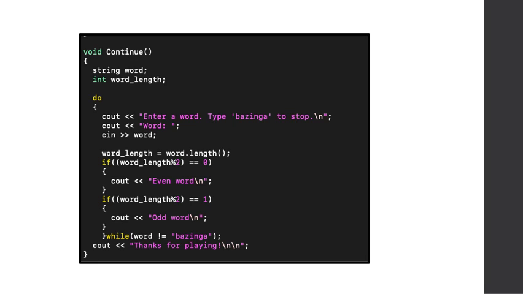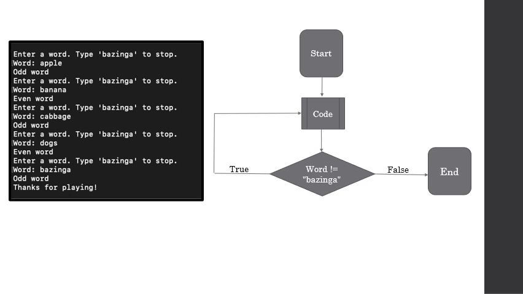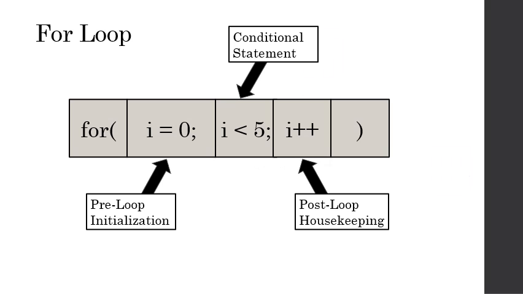In this function, a user is prompted to enter a word. If the word has an even number of letters, the word is an even word. If it has an odd number of letters, the word is odd. If the user types bazinga, the loop ends. As you can see, the loop is run each time a word is entered until the word bazinga is used, at which point the program leaves the loop.